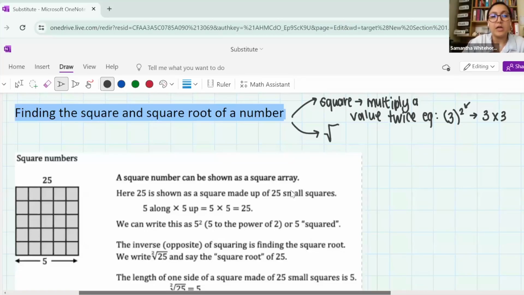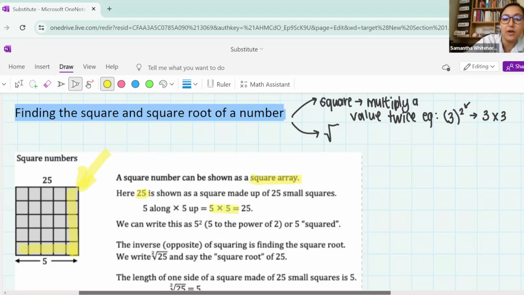Alrighty, so a square number, and as you can see, there's a whole bunch of information here that we're going to have a look at. So a square number can essentially be drawn in a square. A square array just means draw a square of the value that you're working with. For example, 25 is shown as 5 blocks by 5 blocks. That is 25. If we said 5 times 5, we would get 25.